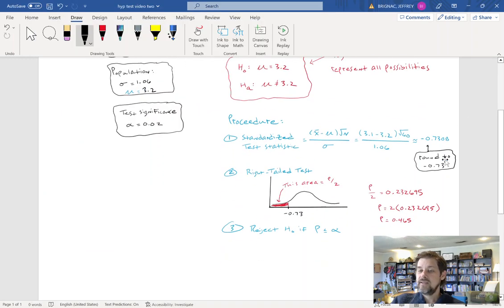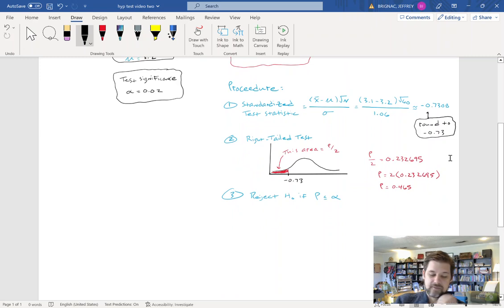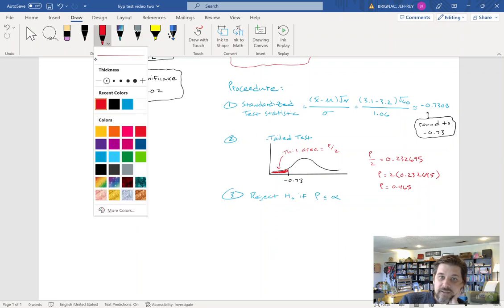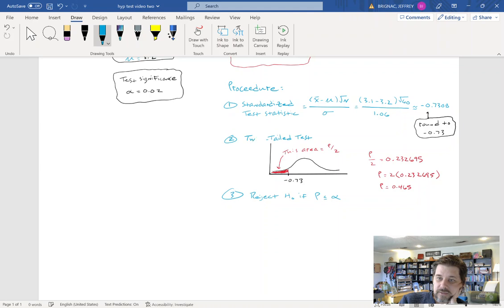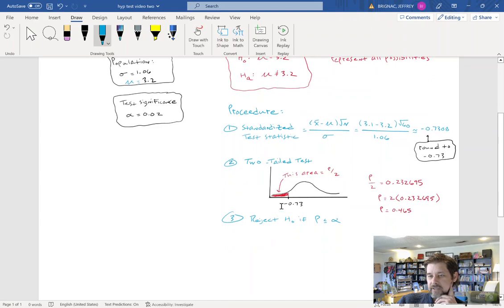Okay. The next thing is, oh, sorry, I've got another thing I need to change. It's not a right-tailed test. This is a two-tailed test. Okay, so let me show you why, and the rationale behind the two-tailed test.